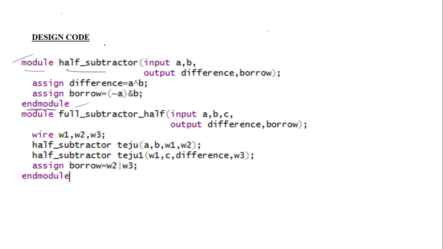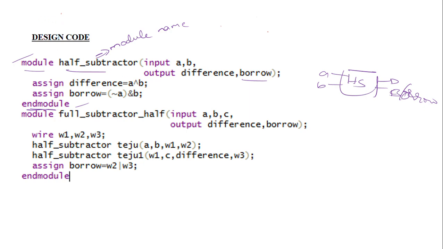So we have to write the module name. Half subtractor is our module name. What are the inputs here, half subtractor? So I simply draw the block diagram here. Half subtractor: A and B are the inputs, and the difference and the borrow are the outputs. Whatever you want, you can represent it by borrow. So difference and borrow are our outputs.